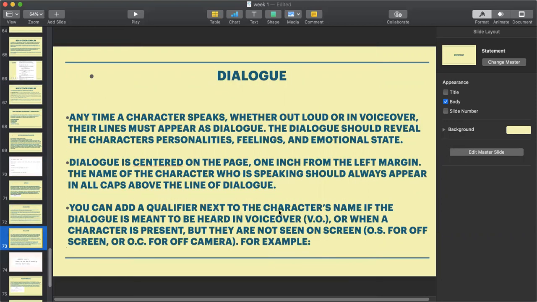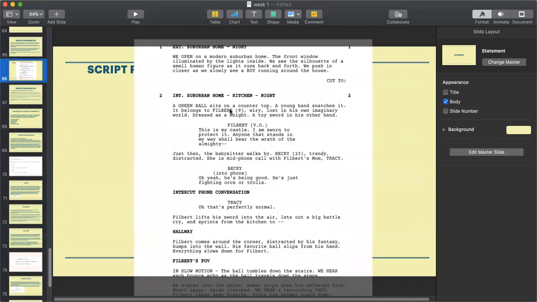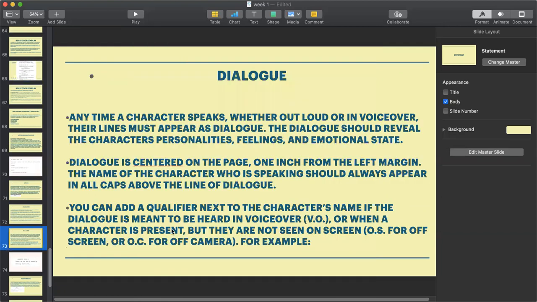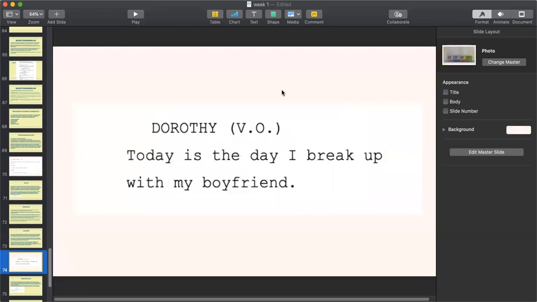You can add a qualifier next to the character's name if the dialogue is meant to be heard in voiceover, just like it is mentioned here. If it is voiceover, you can write VO, okay? And when a character is present, but they are not seen on the screen, OS for off screen or OC for off camera. For example, Dorothy, this is the voiceover.